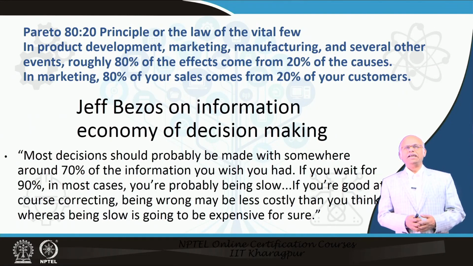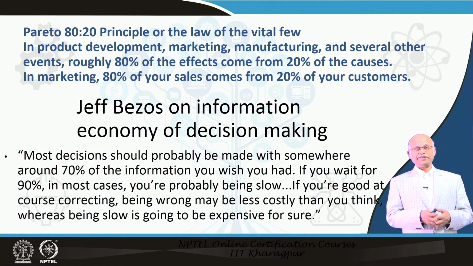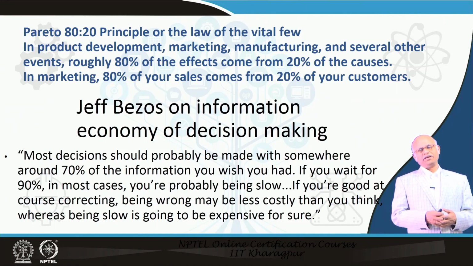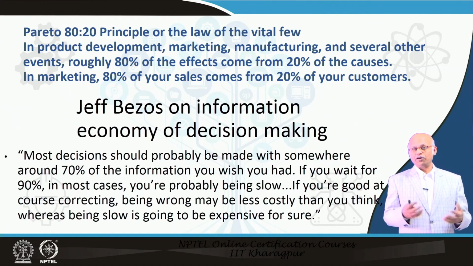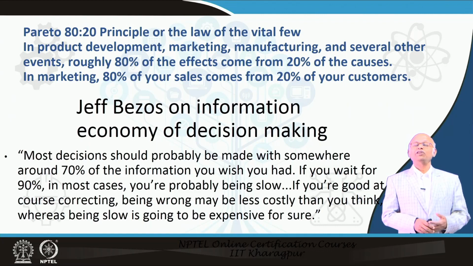That is good enough. In marketing, 80% of your sales comes from 20% of your customers. Talk to them, get 80% information about their satisfaction, and that should be good enough for you to make a decision. Look at what Bezos says about information adequacy. He says most decisions should probably be made with somewhere around 70% of the information you wish to have. If you wait for 90% information, your wait will be too long, and the opportunity will be lost.